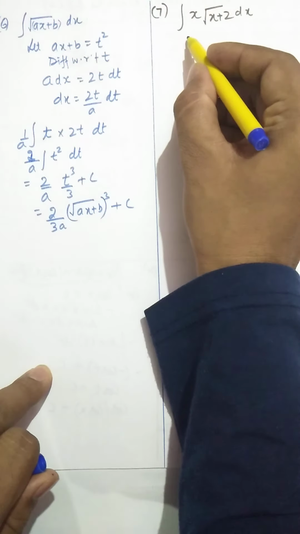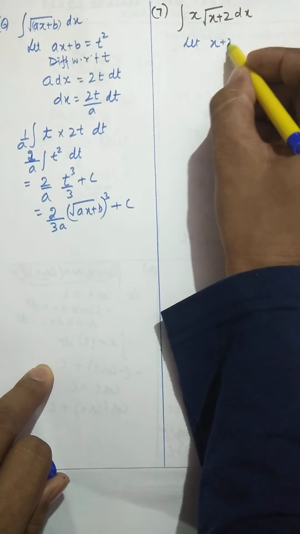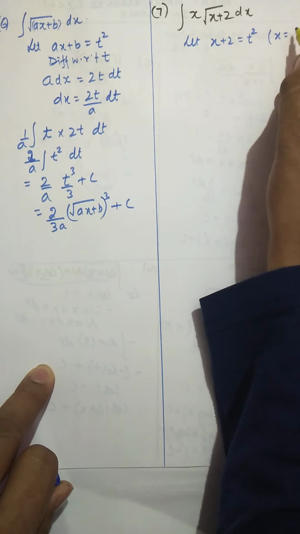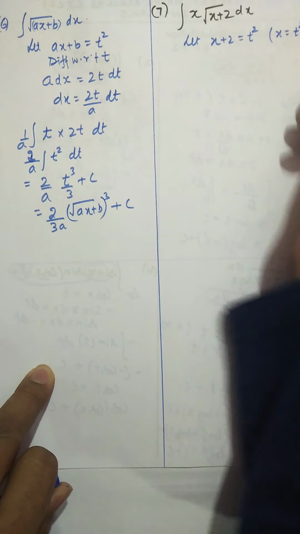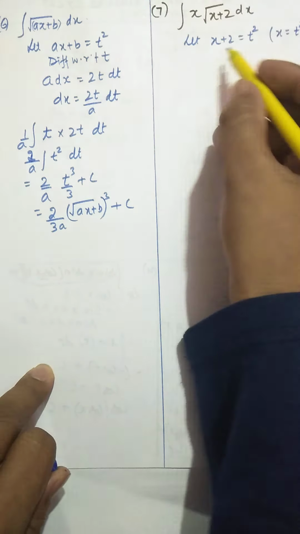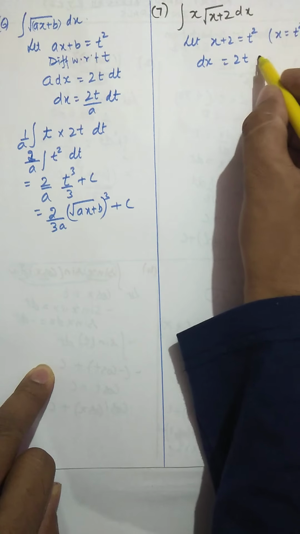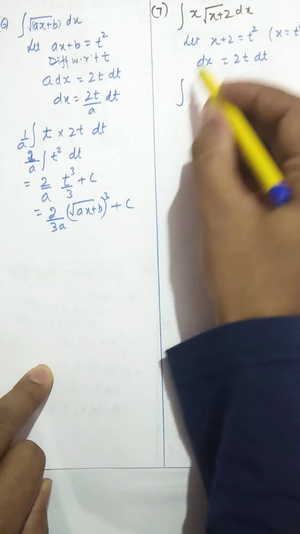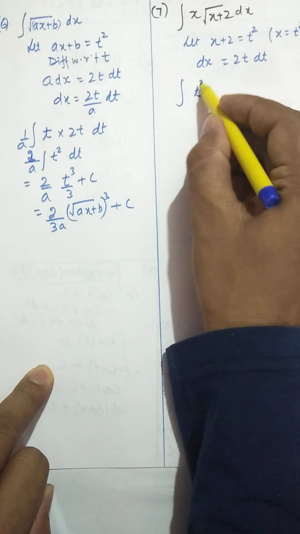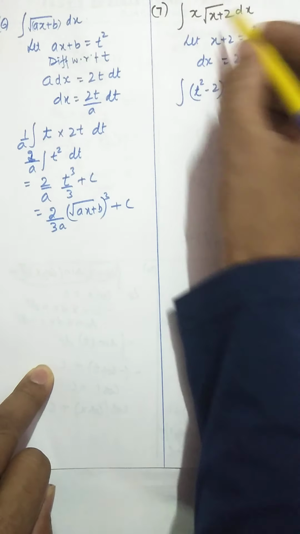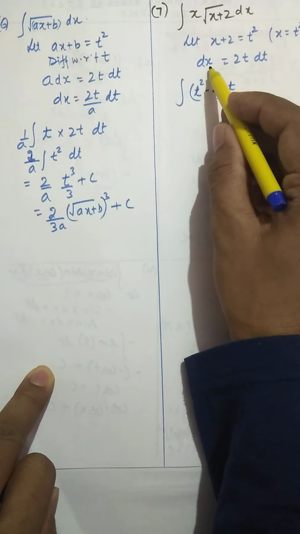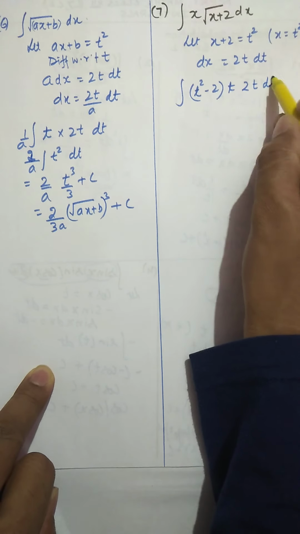We can take, let x plus 2 as t square. So from here you will get x as t square minus 2. So you can now differentiate dx, this is 0, and this is 2t, and this is dt. So now you got the values, all the values. So x you replace with this t square minus 2, and this root x plus 2 you assume as t, and dx you have taken as 2t dt.